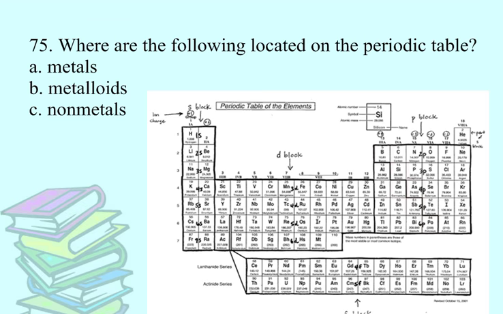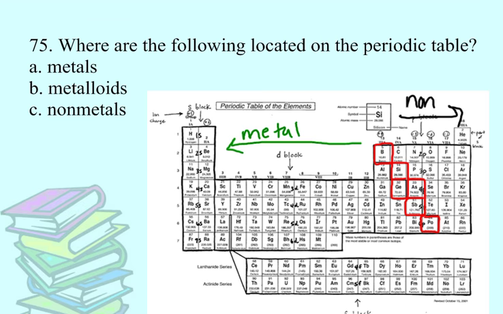Well, the easiest way to do this is to locate your metalloids first, and they're highlighted here in red. Once you know your metalloids, then you can memorize that everything to the left is a metal, and everything to the right is a non-metal. Okay, except for hydrogen. Hydrogen is also a non-metal.